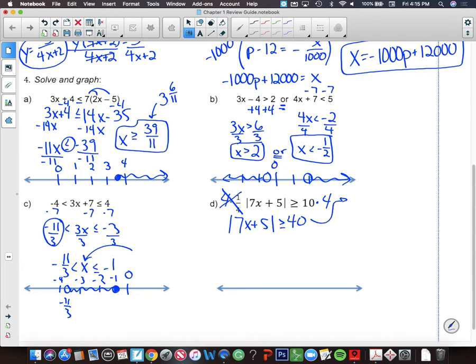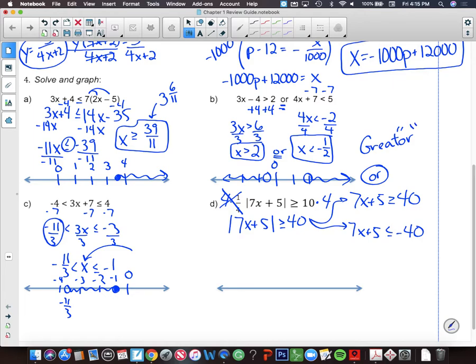So you just leave the first one as it is, 7x plus 5 greater than or equal to 40. And then remember, we make our other one where we have opposite signs. So we have 7x plus 5. We flip this sign, and we change that to a negative 40. Okay? And this is going to be an or inequality because we're starting with greater than. Right, greater.